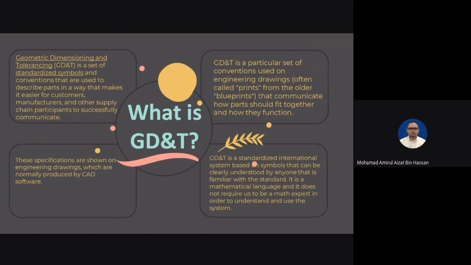This course will show us the basics of how to understand GD&T symbols and their use. GD&T is a standardized international system based on symbols that can be clearly understood by anyone who is familiar with the standard. It is a mathematical language, and it does not require us to be a math expert in order to understand and use the system.